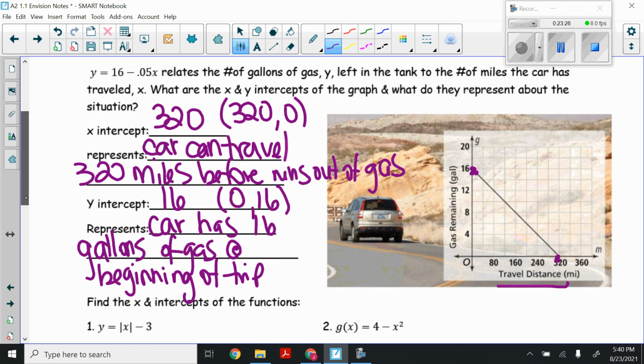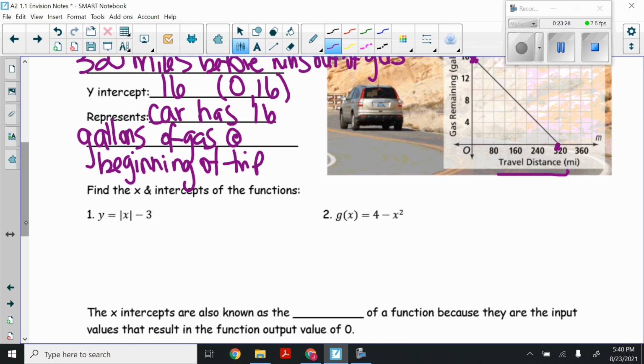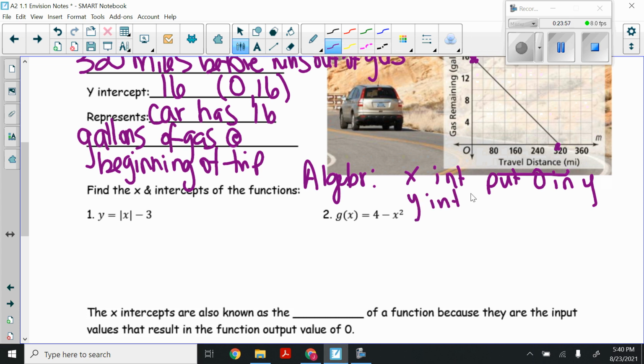All right, so now we're going to practice how we find the x and the y intercepts of a function when we're not given a graph. We're going to do this algebraically. You should have done this in Algebra 1, so this would be a review. So algebraically, to find an x-intercept, remember x-intercept means my y is 0, so we put 0 in for y and solve. To find a y-intercept, remember my x is 0, so put 0 in for x and then solve.